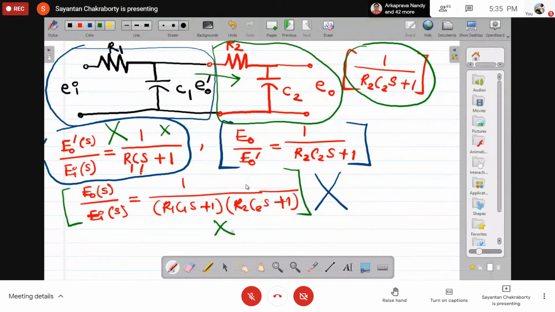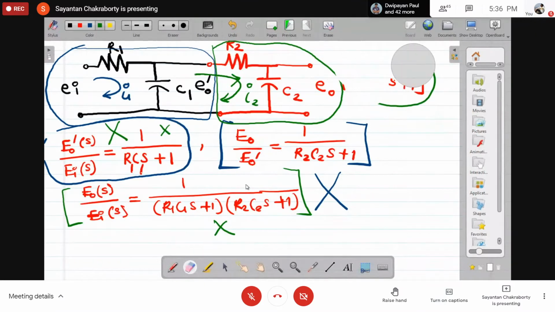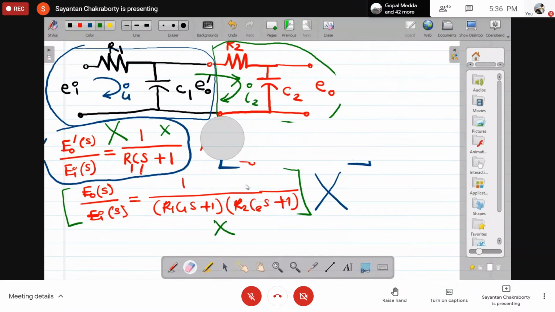Then what do you have to do? You have to calculate the transfer function considering not individual circuits, but the circuit as a whole. So how can that be done? Consider a current I1 over here and a current I2 over here, and you write down the corresponding KVL and mesh equations. So let me just brush up this extra.